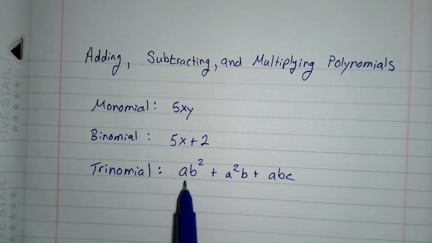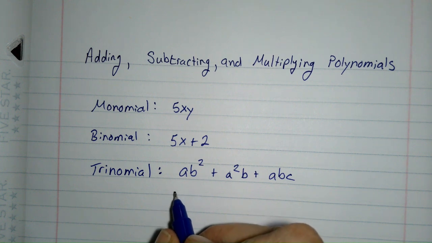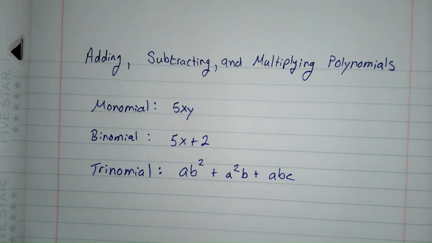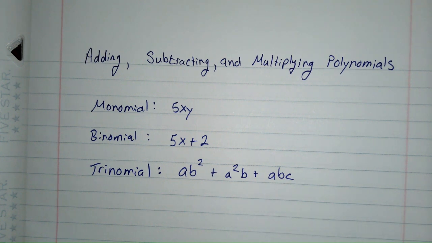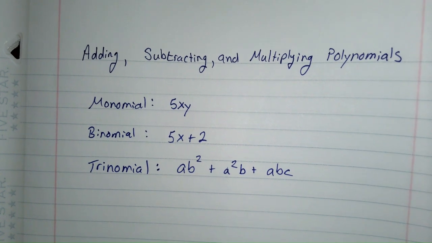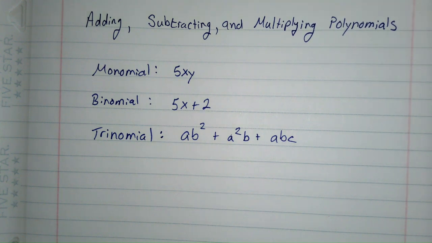So in this case, ab squared would be like a basket with one apple and 2 bananas. And this basket would be 2 apples and 1 banana. So they're different baskets, and you might have a preference for apples over bananas. Maybe this basket has an apple, a banana, and a carrot. So keep in mind that like terms really means that they have the exact same variables. And that's going to be a big part of what we're looking at today.